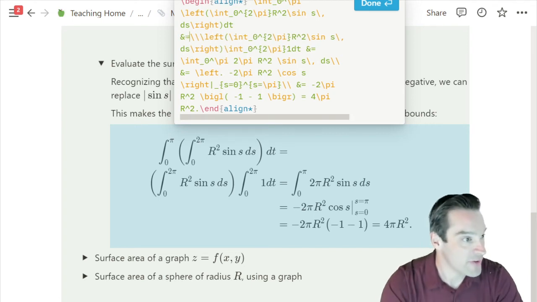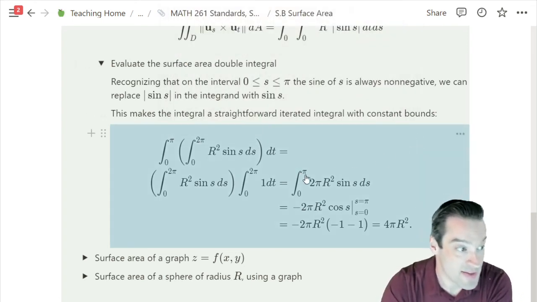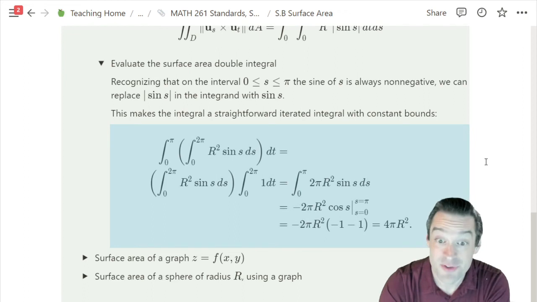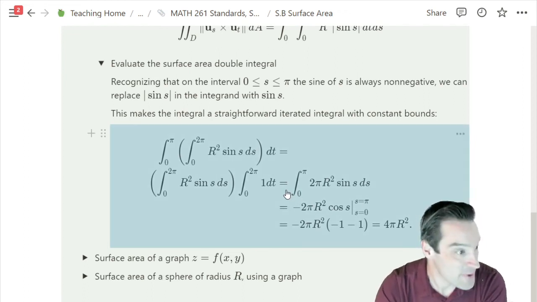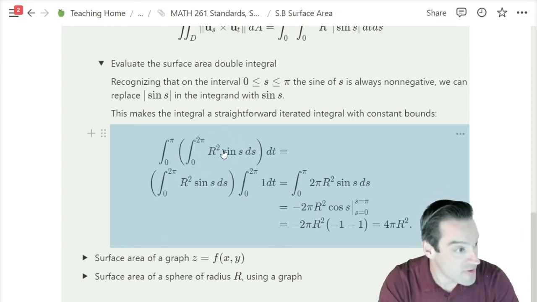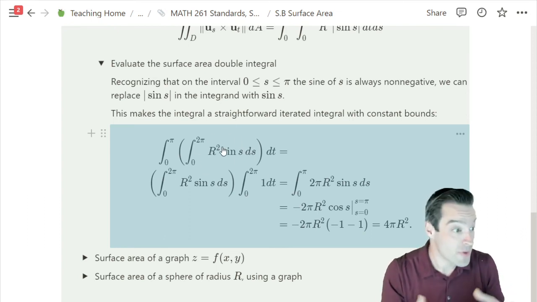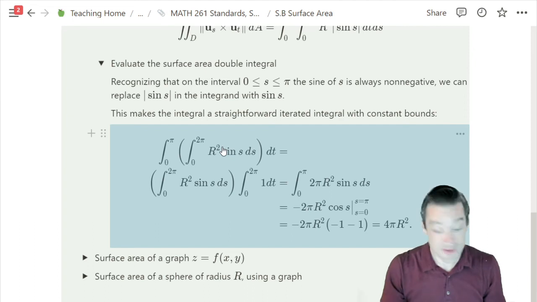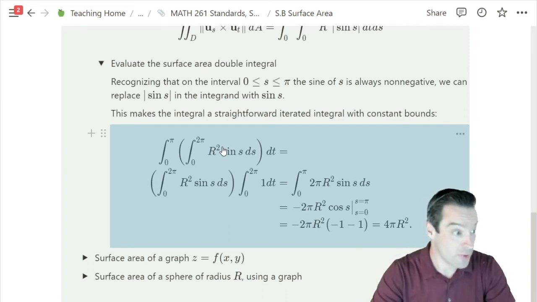This is an example of a case where an iterated integral ends up just being the same thing as a multiplication of two single variable integrals. Right? So we don't actually have to iterate at all. We can just decouple it. And the reason that happened was that my integrand didn't have a t in it. And so with respect to the t integral, it was just a constant, and so I can pull it out.